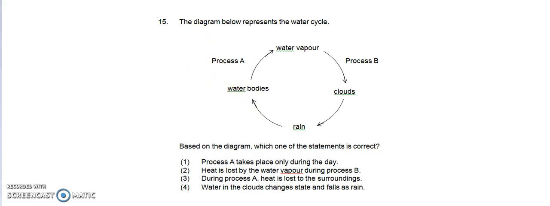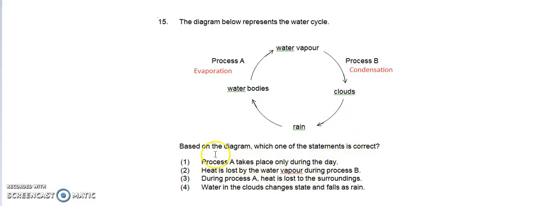So first let us identify what is process A and what is process B. For process A, for the water bodies to be changed to water vapor, this process is known as evaporation. For process B, for water vapor to be changed to clouds, this process is known as condensation.